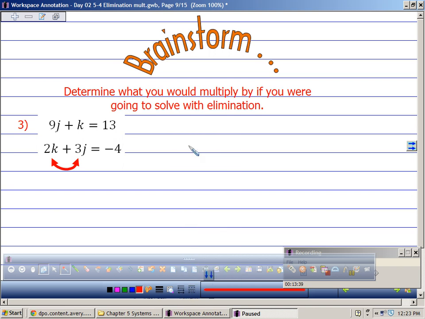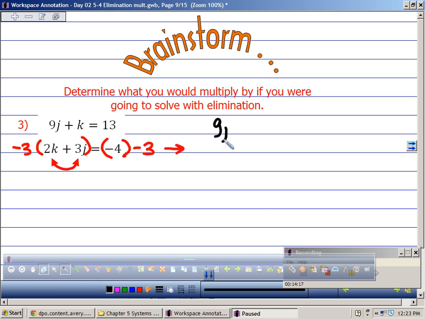Multiply the bottom by negative 3. Good, we can do that. If we multiply the bottom by negative 3, that would give us opposite coefficients, right? What could we have done instead of that? That's correct. You could multiply the top by negative 2, and that would also give you opposite coefficients, right? Okay, so let's do this together.